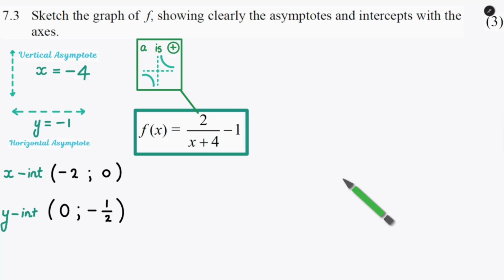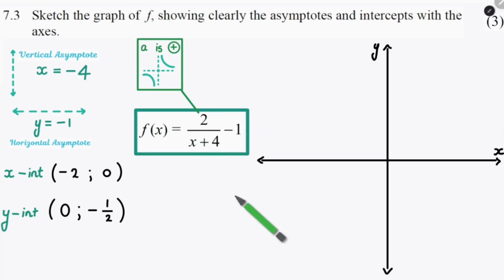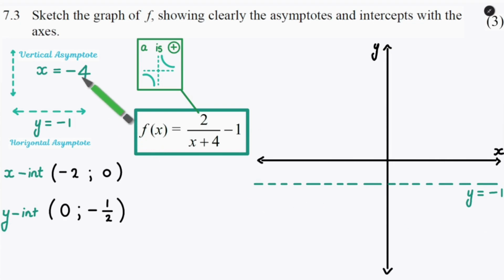So let's get a Cartesian plane going. We'll start off by getting our asymptotes in. So this asymptote will go at -1, it's going to go across like this. So it will look something like this over here. Now let's do the vertical asymptote.